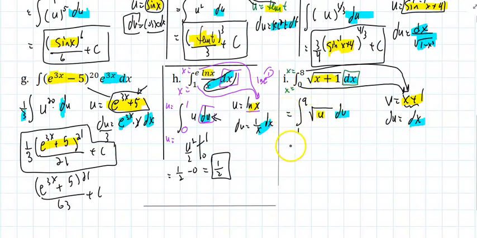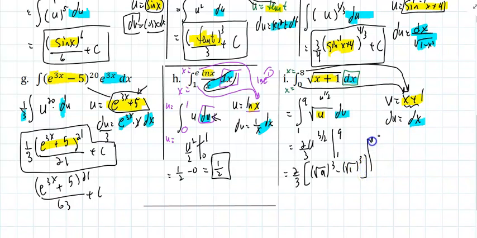Now I don't need to go back to x. You can only do that if you have a definite integral. This is u to the 1/2, right? Add 1 to the power. Divide by that. Evaluate that from 1 to 9. That is 2/3 times the square root of 9 cubed minus the square root of 1 cubed. That is 2/3. Square root of 9 is 3, cubed, that's 27. Square root of 1 is 1, cubed, that is 1. So that is 2/3 times 26. That is really 52 divided by 3. And that would be it for this section.